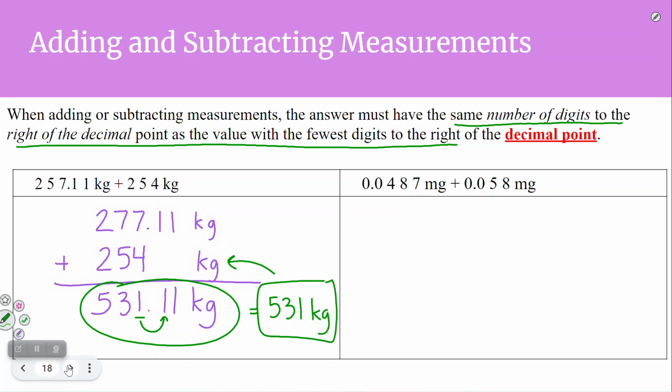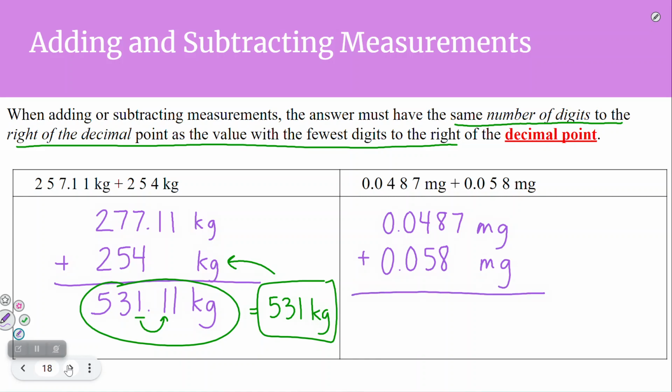Okay, so the next one here, let me change my marker. We have 0.0487 milligrams, and we're going to add 0.058 milligrams. If we add that in the calculator, let's just do the long math here. It comes out to 0.1067 milligrams.